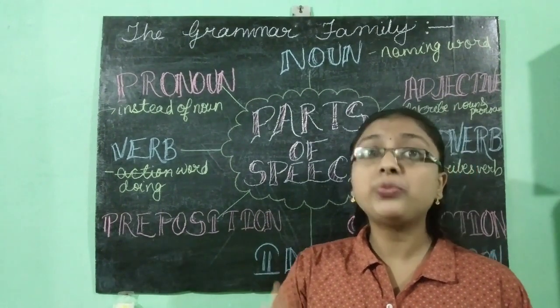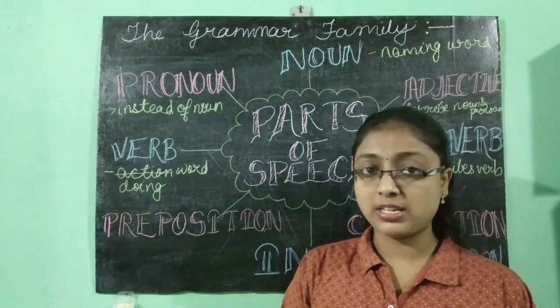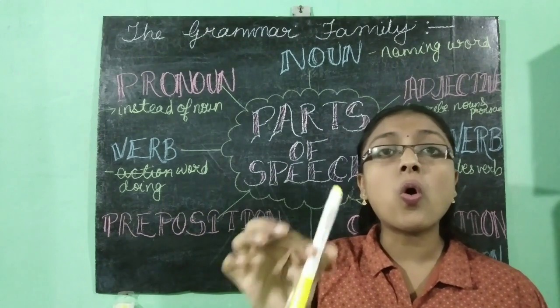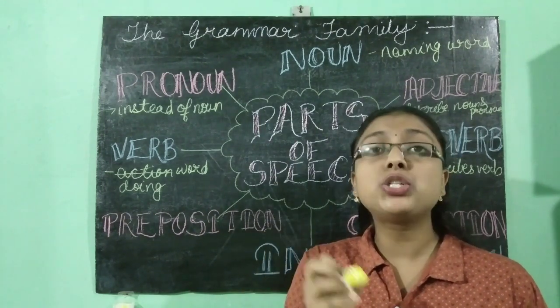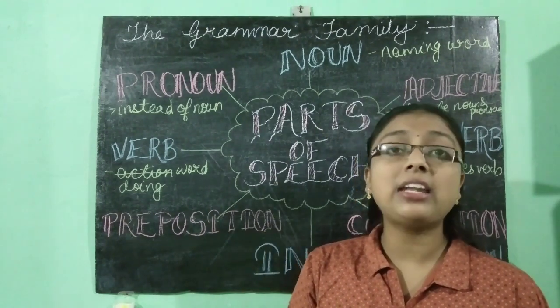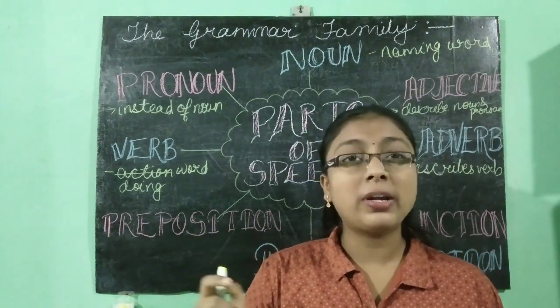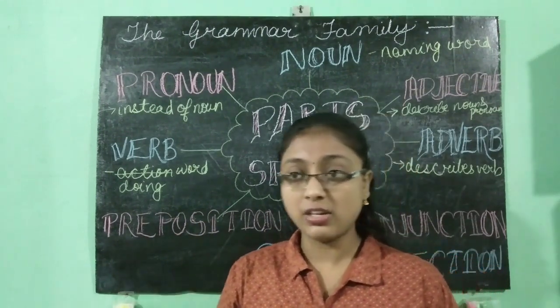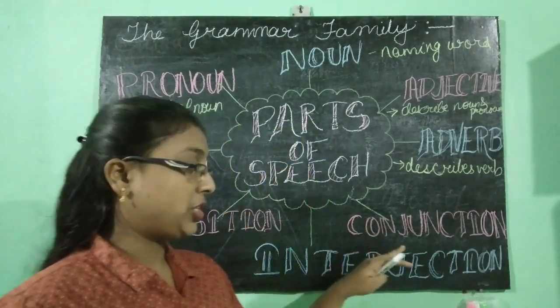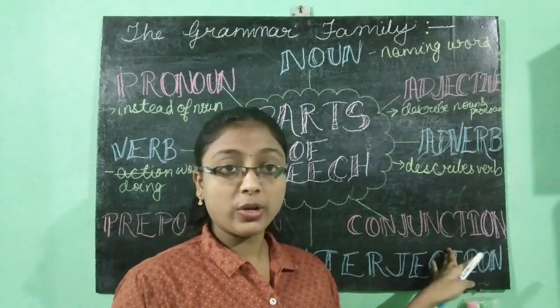So the next one is preposition. Preposition shows the relation between noun and other parts of the sentence. Like the pen is on the table. So here it's showing the relation between the pen and the table. Some examples of preposition are on, in, at, etc.